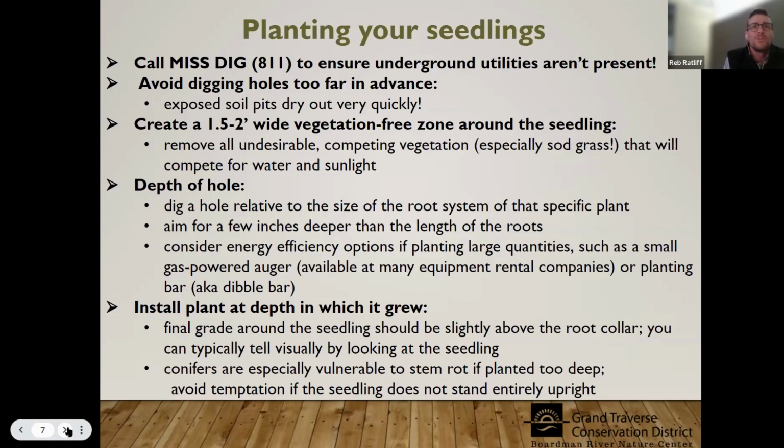The depth of the hole for your seedling, you're going to want to look at your root system prior to digging your hole and dig a hole suitable to the size of that root. Aim for a couple inches deeper than the length of your roots.